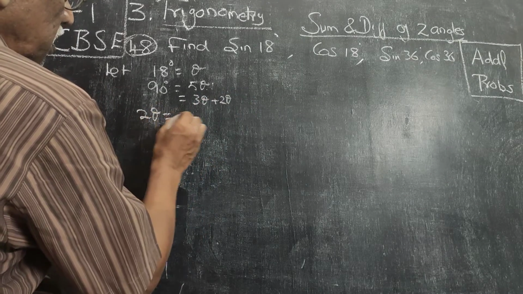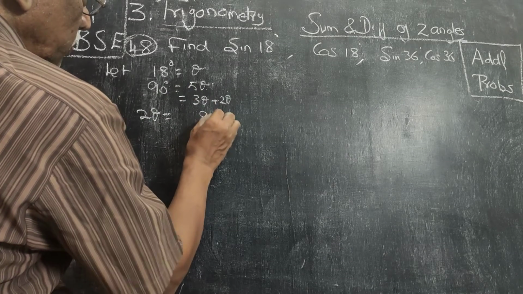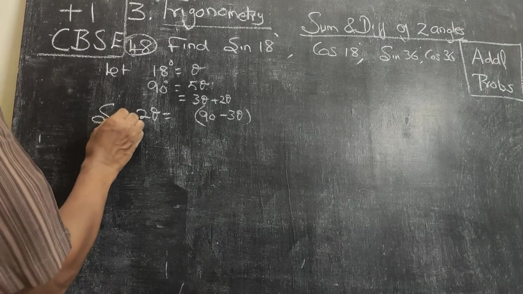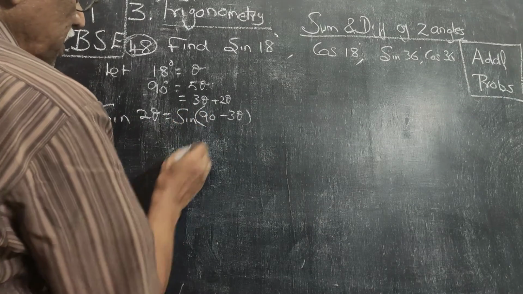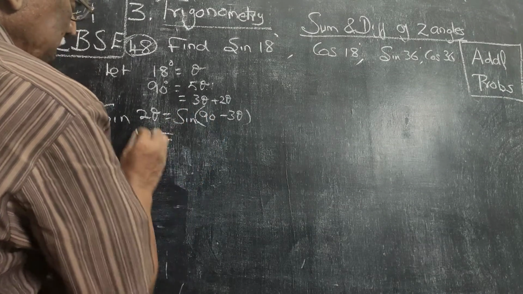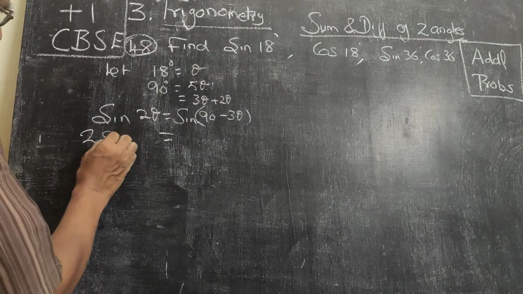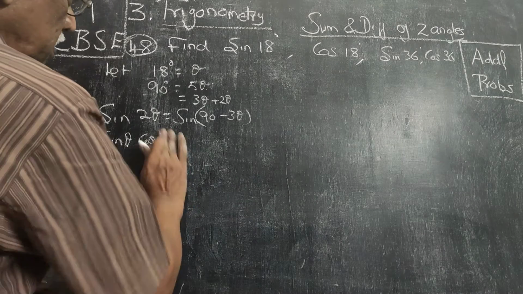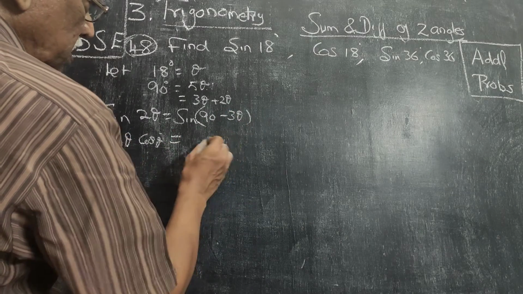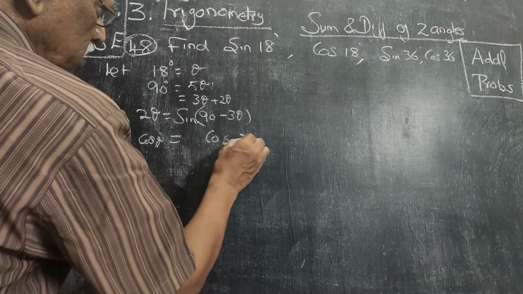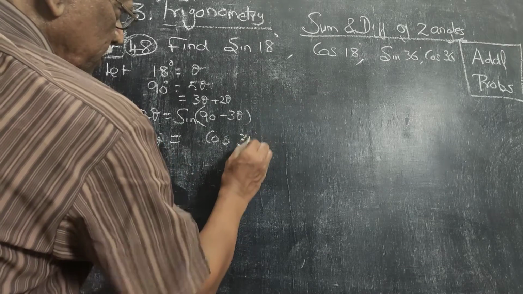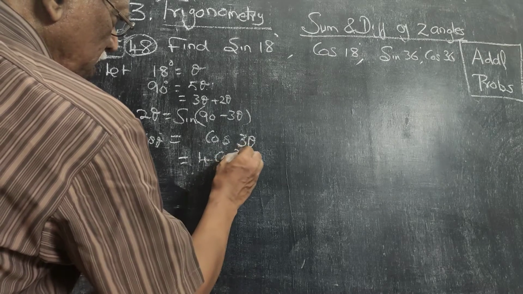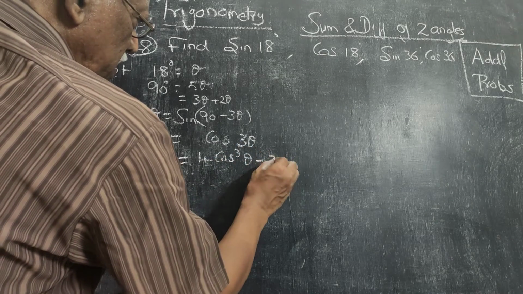Therefore, what is 2 theta? It is 90 minus 3 theta. Taking sine on both sides, sine 2 theta equal to sine of 90 minus 3 theta. Sine 2 theta is 2 times sine theta cos theta. Sine of 90 minus 3 theta is in the first quadrant, so it is simply cos 3 theta. Cos 3 theta is 4 cos cube theta minus 3 cos theta.